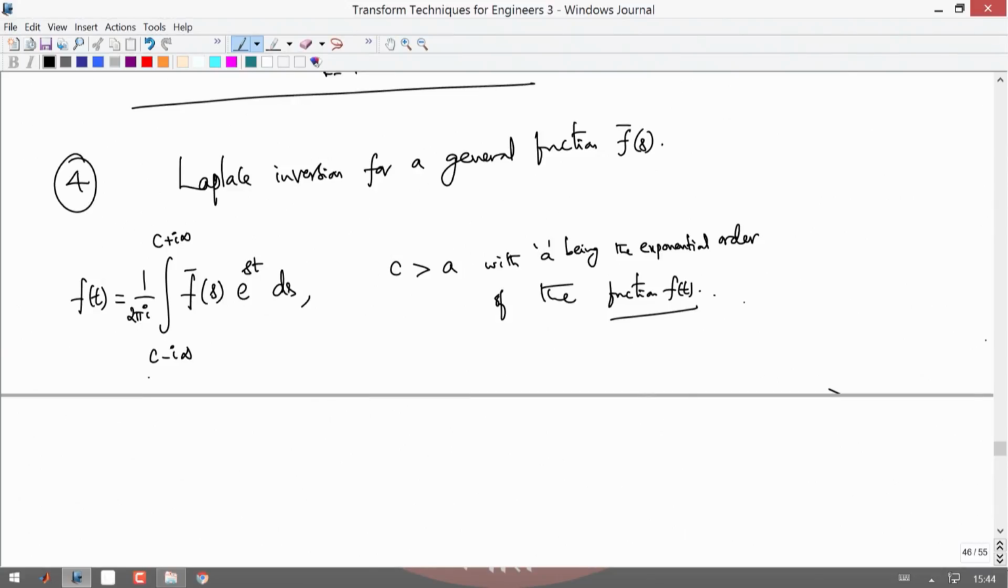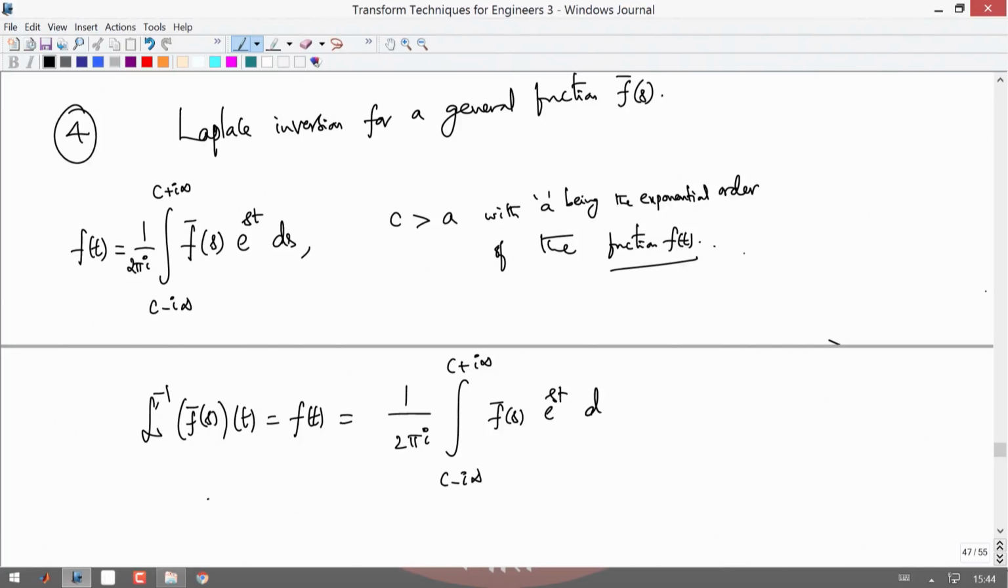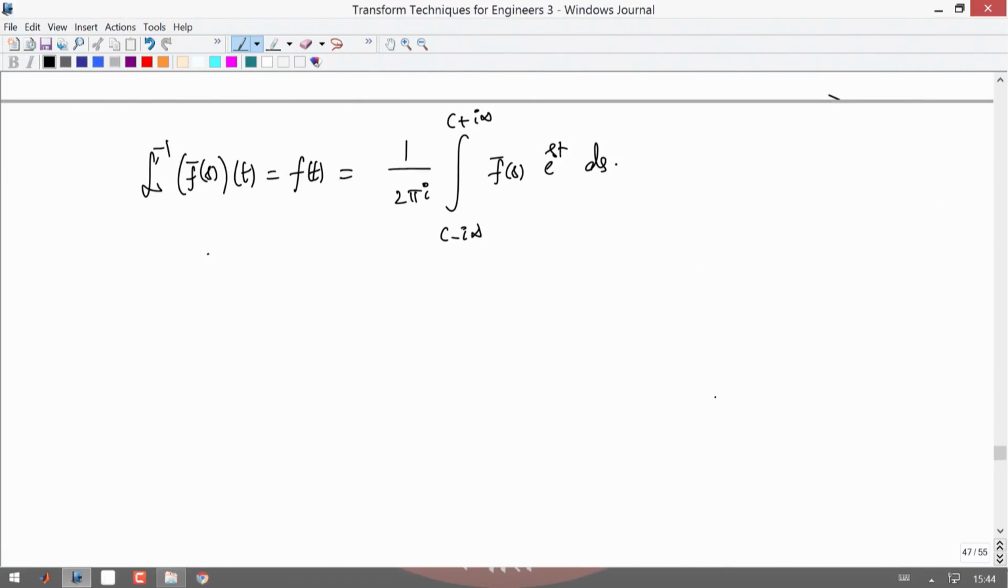So, I can directly find this Laplace inversion of f bar of s, as a function of t, which is 1 by 2 pi I times the integral from c minus I infinity to c plus I infinity of f bar of s e power s t ds. So, how do I evaluate this in general? You need complex integration, and I think I would take 1 or 2 hours to explain how we do this integration in the complex variable.